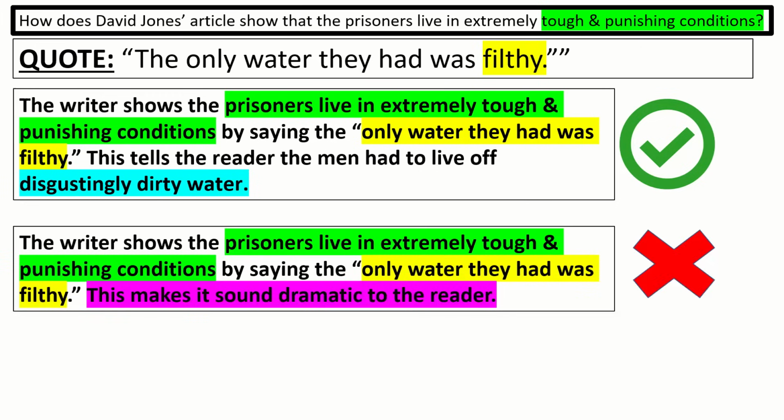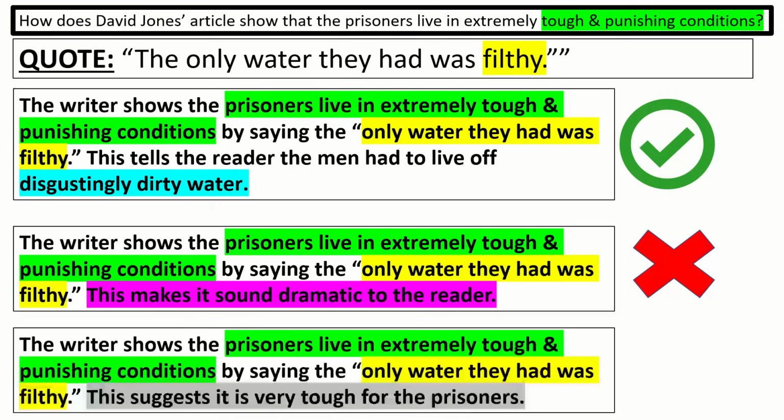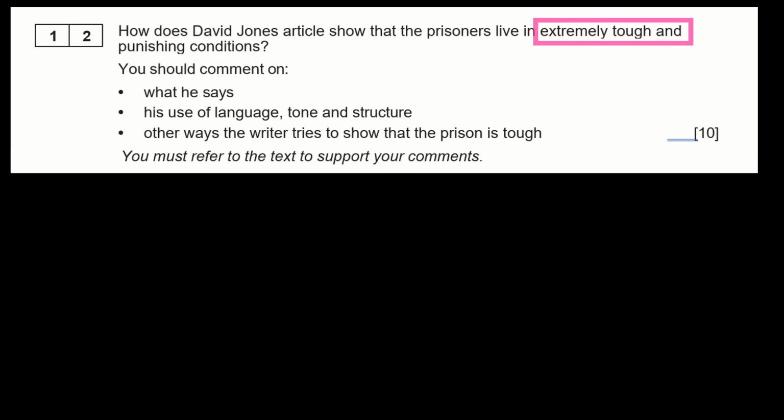Otherwise, you wouldn't get a mark. Remember as well, being a human dictionary is important because you've got to zoom into the specific word and say the effect of it. And what a lot of students do is put something general like this one. This makes it sound dramatic to the reader. Or another thing students do is just repeat the question. This suggests it's very tough for the prisoners, even though I've already had my sentence starter saying it's tough. So they're not going to get you marks. Zoom into the specific word.